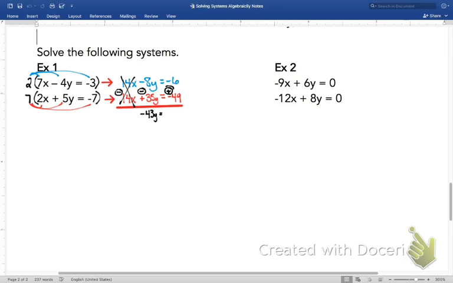Negative 6 plus 49. I forget about that negative that I had there because I changed the sign. So what's negative 6 plus 49? 43. So I have 43. Now just solve for y. Divide by negative 43. y is equal to negative 1. So there's one piece of the puzzle.